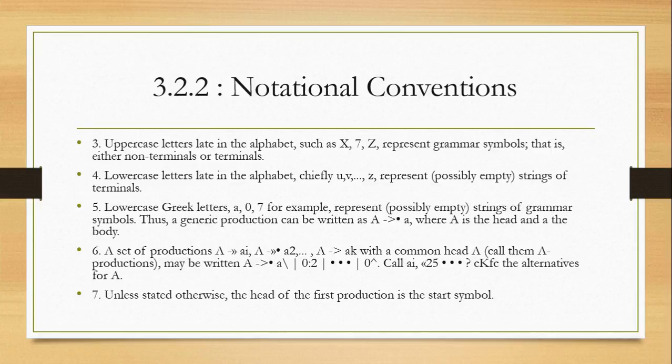Thus, a generic production can be written as A derives alpha, where uppercase letter A is the head and the lowercase alpha is the body. A set of productions A derives alpha 1, A derives alpha 2, until A derives alpha k, with a common head A, call them A productions or productions of A. Unless stated otherwise, the head of the first production is the start symbol.